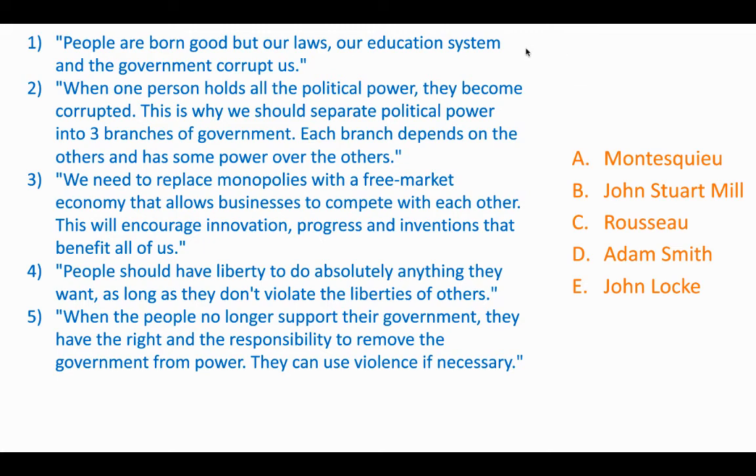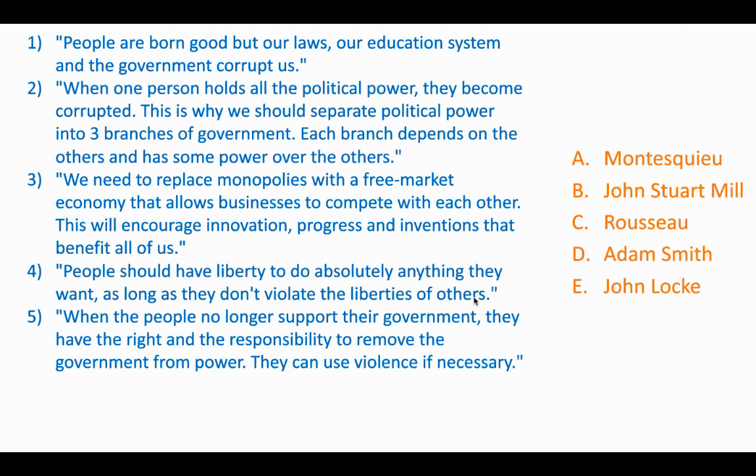Number 1, people are born good. That would be, who was that? Rousseau, 1C, Rousseau. Number 2, when one person holds all the political powers. We're talking about Montesquieu, 2A. 3, we need to replace monopolies with free market. Well, that was pretty straightforward. Number 3 is D, Adam Smith.